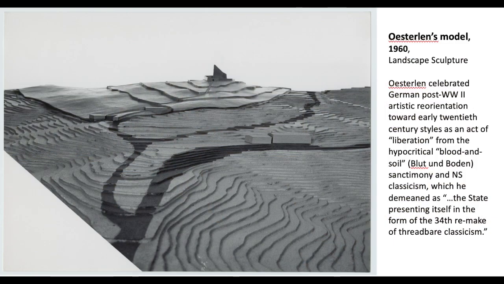Now you see the model of Dieter Oesterlen, the architect who got the commission, testifies to that basic conception. There's no classicism, of course, and he defended that post-war German architects did not want to have classicism. He called it the state presenting itself in form of the 34th remake of threadbare classicism. So he considered this freedom a liberation also from the past. So all this, they are really symbolic of developments, intellectual and political developments in Germany. That was my guiding point of inquiry in this work.